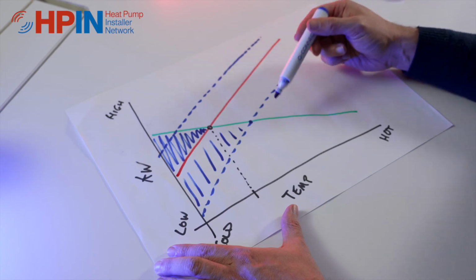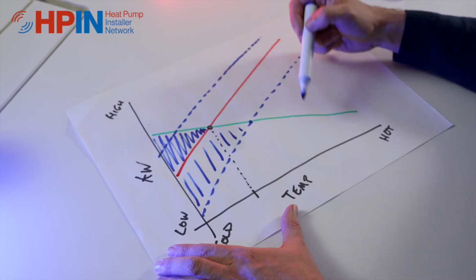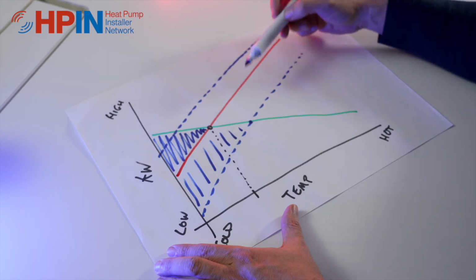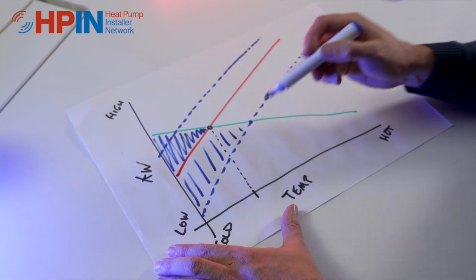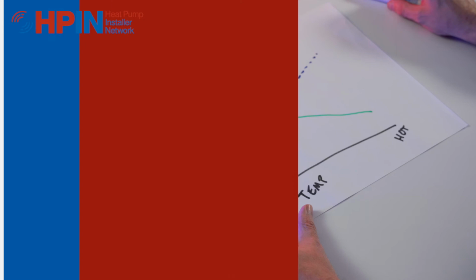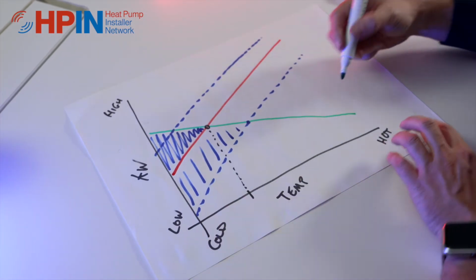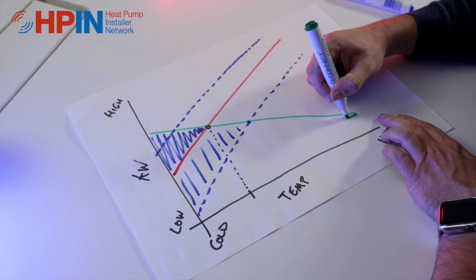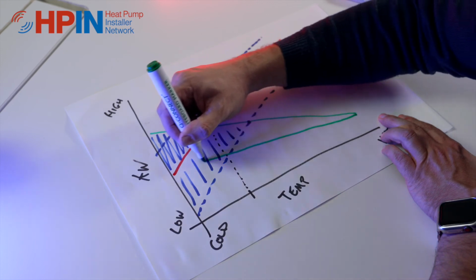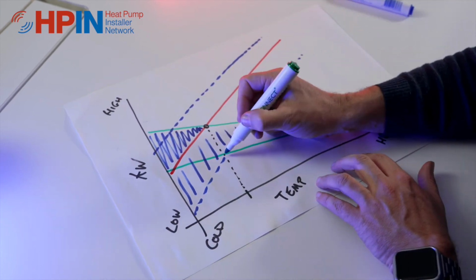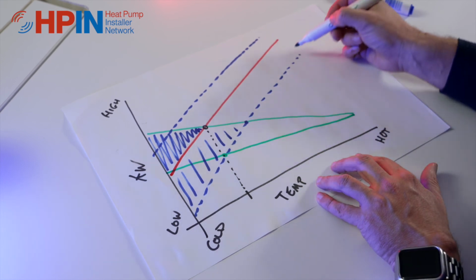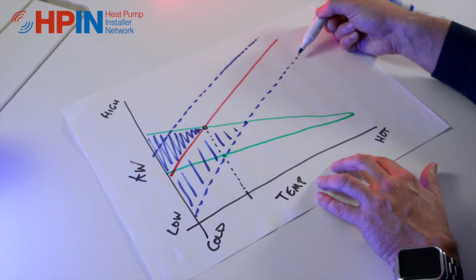So it's really important here that we size them correctly, and you can see which size is going to match your outside design temperature. So our green line is our heat loss of our home. If we can improve the insulation of our home, we get less heat loss. And now our line meets with our lower sized heat pump.